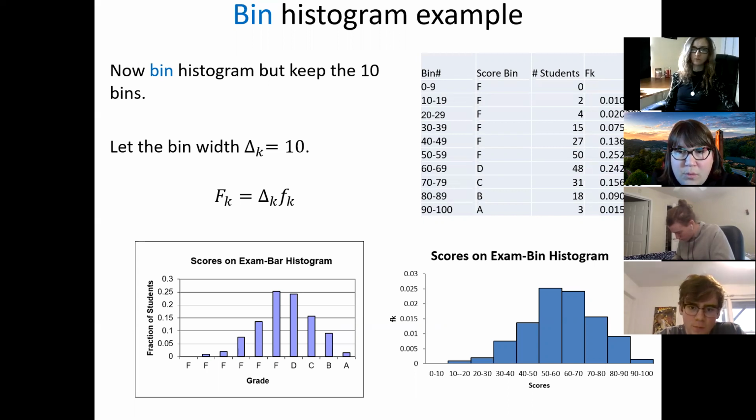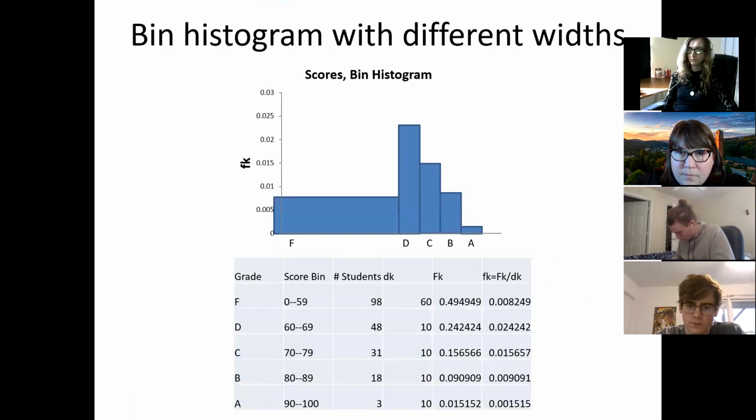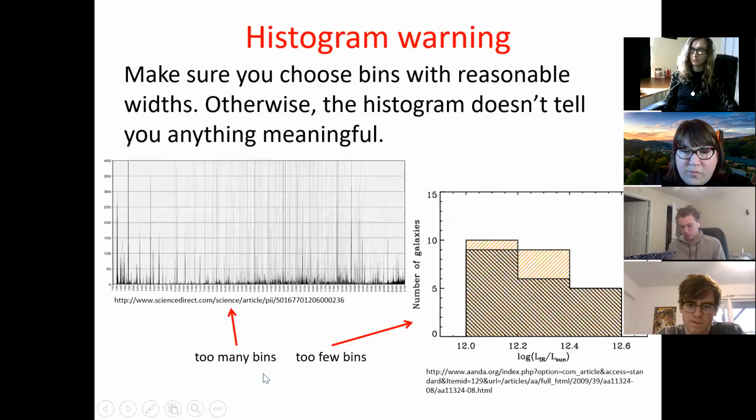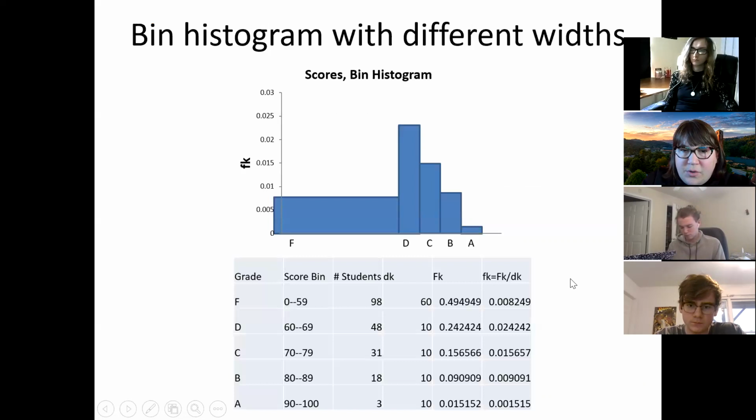Okay, we can also consider a bin histogram with bins of differing widths. So we can take all of the 0 to 59 scores and put them in a single category, making that bin width different from the 60 to 69 D category and 70 to 79 C category and 80 to 89 B category and so forth. So this histogram looks significantly different now compared to the one before, where the bin widths were the same.